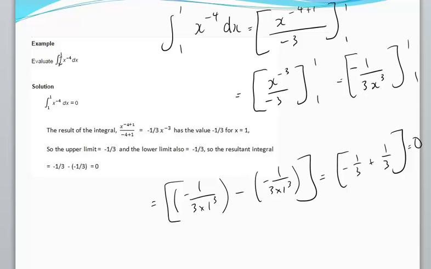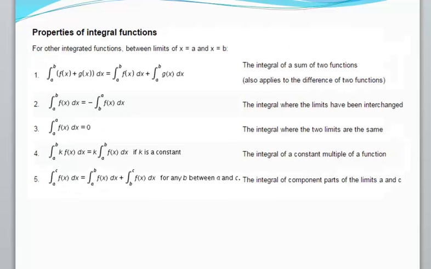And this brings us into some of our properties of integral functions. When we're integrating our function f of x plus g of x, we can treat these separately or together, as we did before. If we're looking at an integral where our limits can be interchanged, integrating between a and b, f of x dx, we can put a negative out the front and switch our a and our b around here.